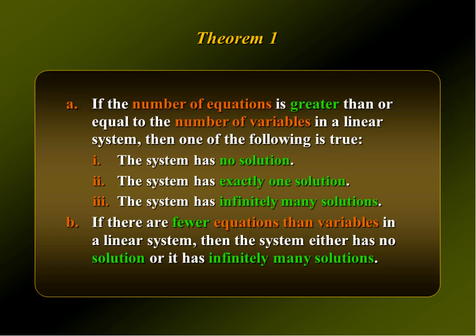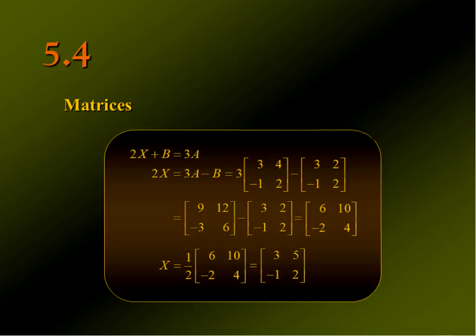So with the help of these three results, I conclude that if the number of equations is greater than or equal to the number of variables in a linear system of equations, then one of the following is true: the system has no solution, or the system has exactly one solution, or the system has infinitely many solutions. If there are fewer equations than variables in a linear system, then the system either has no solution, or it has infinitely many solutions. So these are some results.